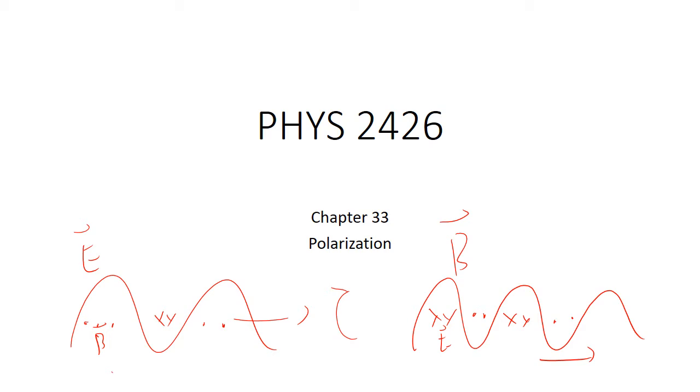So this is what we call polarization. The polarization is the orientation of these electric and magnetic fields. They're always perpendicular to each other, but how are they oriented in space? And so we've got polarization.